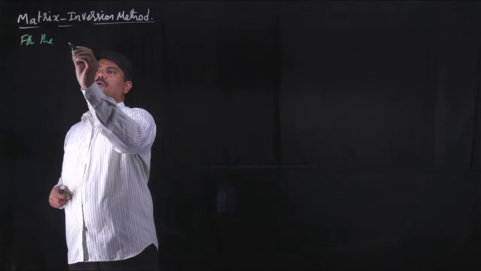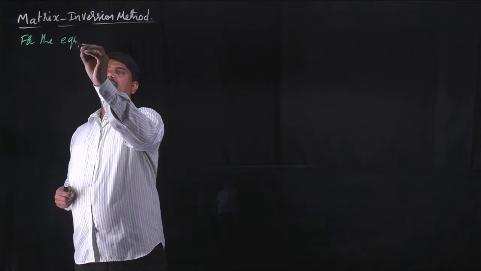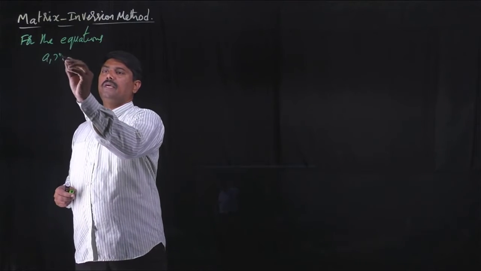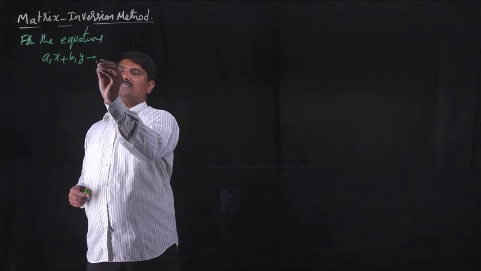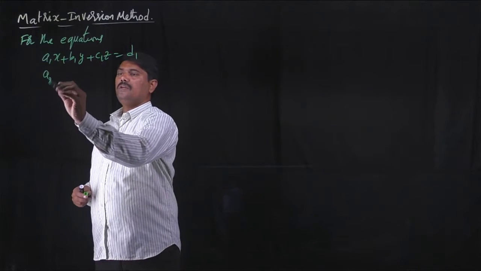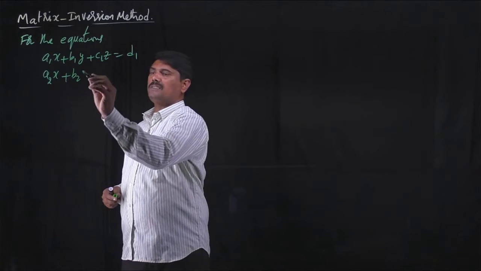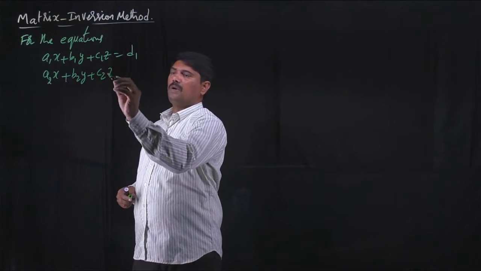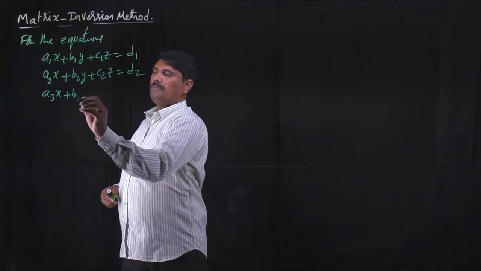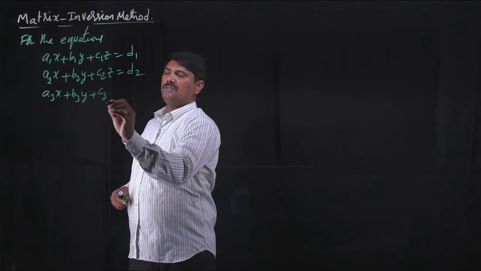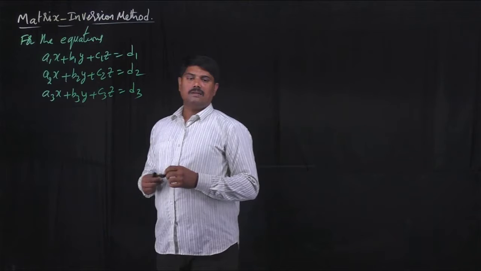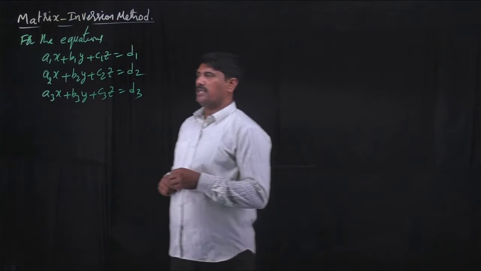For the non-homogeneous equations a1x plus b1y plus c1z is equal to d1, a2x plus b2y plus c2z is equal to d2, and a3x plus b3y plus c3z is equal to d3. So these are three non-homogeneous equations.